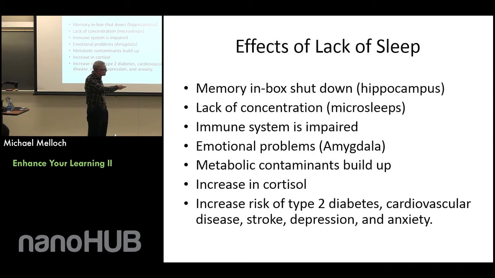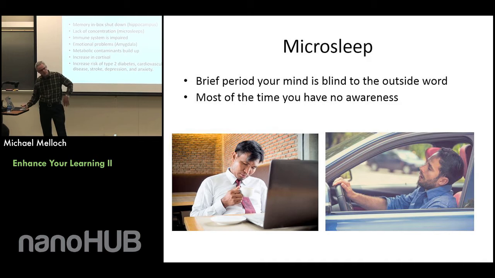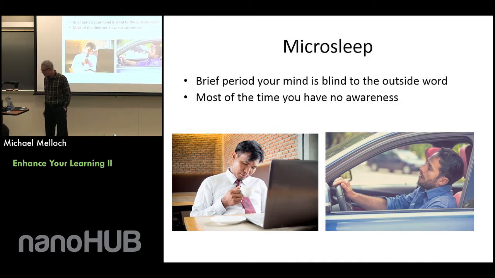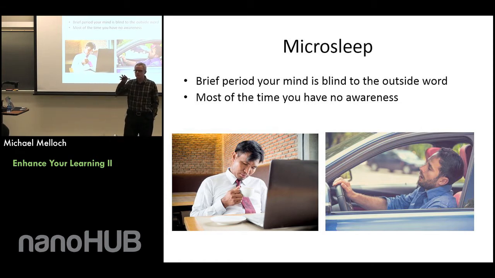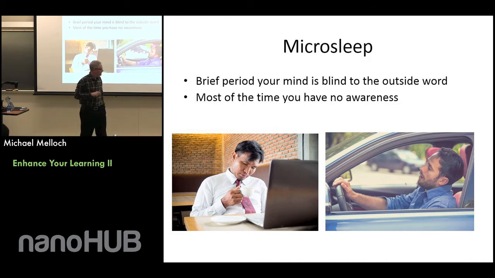Lack of sleep increases cortisol. That's the stress hormone, the fight or flight. So having that in your system is causing stress, which isn't good. It'll cause things to happen like an increased risk of type 2 diabetes, cardiovascular disease, stroke, depression, and anxiety. Okay, so we know for when you're awake, it's not a good thing that you're lacking some sleep. And let me just mention these microsleeps. These are brief periods when you're blind to the outside world and you don't even know it.